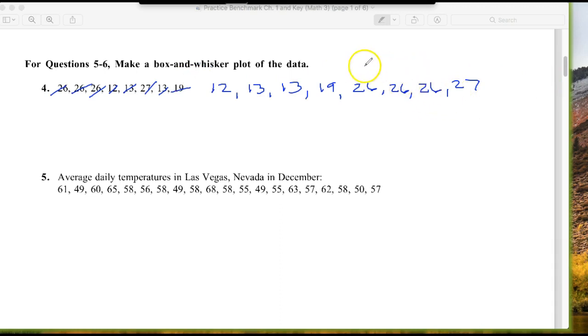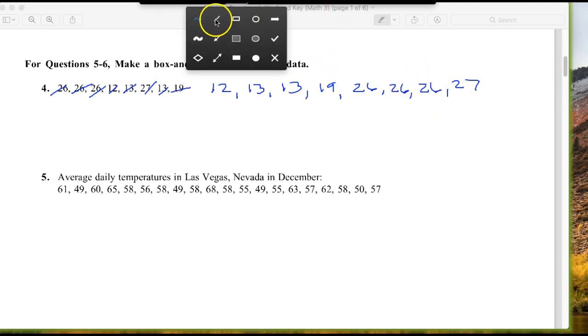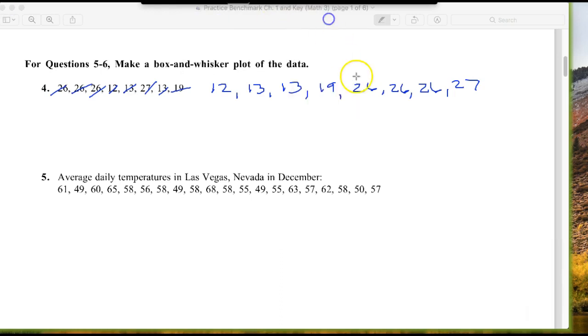All right, we've got 1, 2, 3, 4, 5, 6, 7, 8 values. Since we have 8 values, our median is going to be right in the middle. It's an even number, so our median is going to be right here in the middle, 4 values on this side, 4 values on this side. Now, that median is going to be an average of the two middle numbers. So I'm going to add 19 plus 26 and divide by 2. I'm going to find the average. So the median is going to be right here at 22.5. That will be our median.